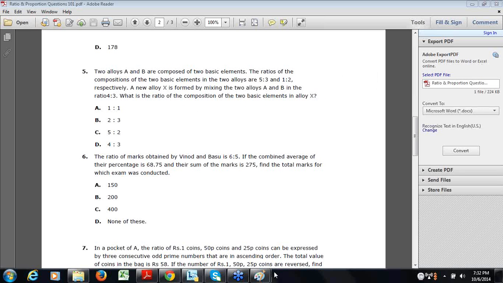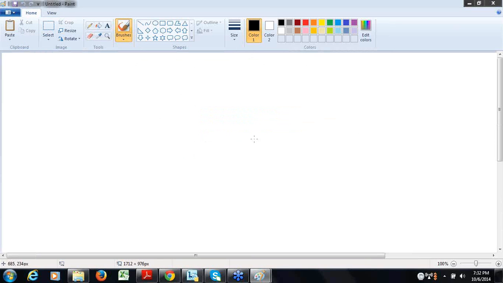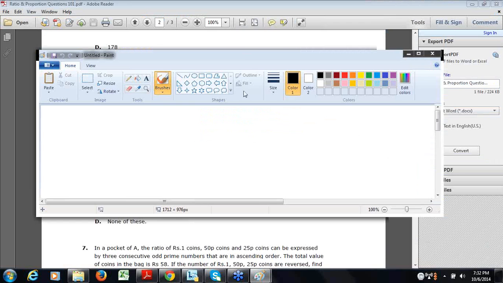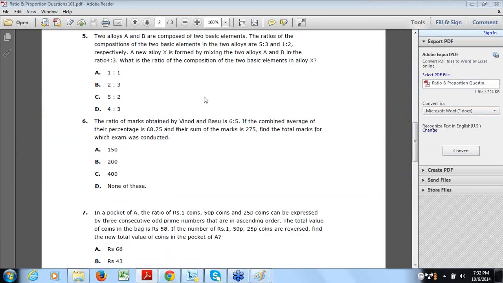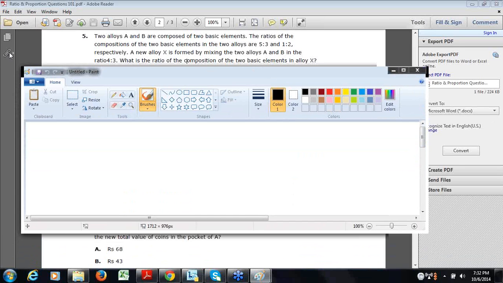Okay guys, let us review question number 5. Two alloys A and B are composed of two basic elements. The ratio of the composition of the two basic elements in these alloys is 5:3 and 1:2. A new alloy X is formed by mixing the two alloys A and B in the ratio 4:3. What is the composition of the two basic elements in the alloy X? Okay, simple question.